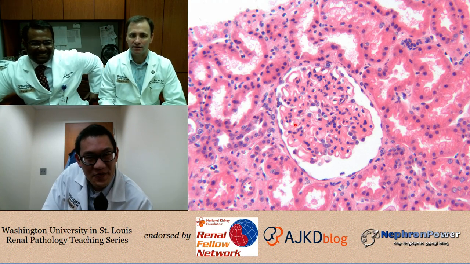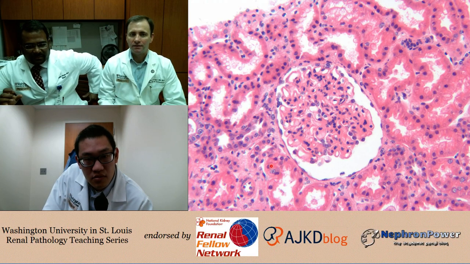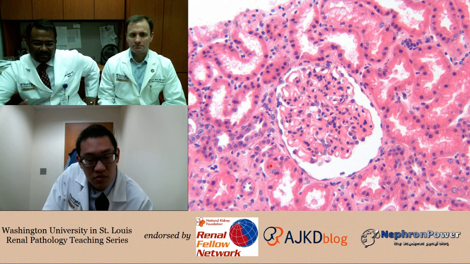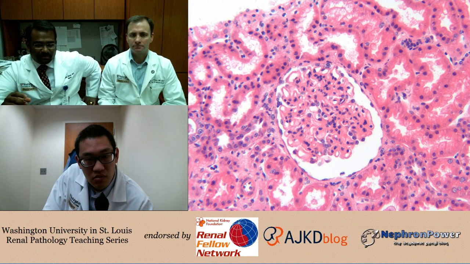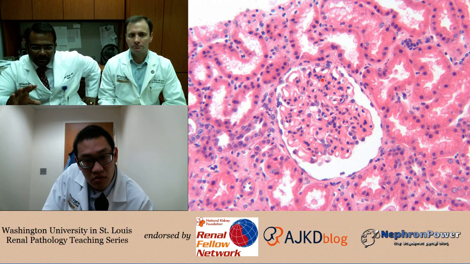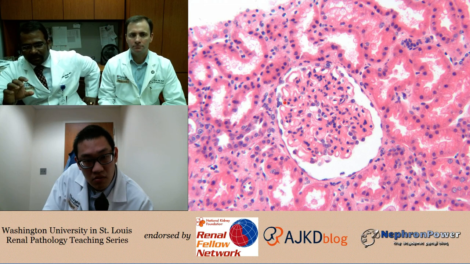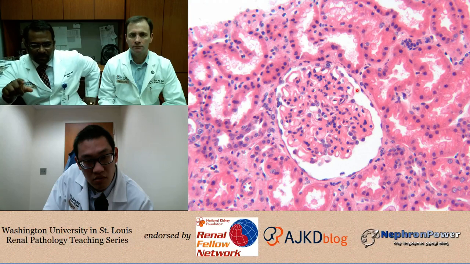We obviously have the glomerulus in the center of the field. I'm just looking at the glomerulus. I see that the membranes are pretty thick, I would say, and there's maybe some mesangial expansion there. The capillaries are open throughout, but there are some areas where it seems like they might be closed.